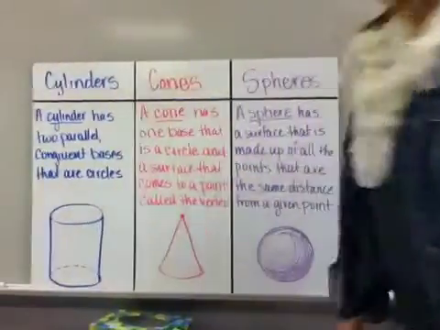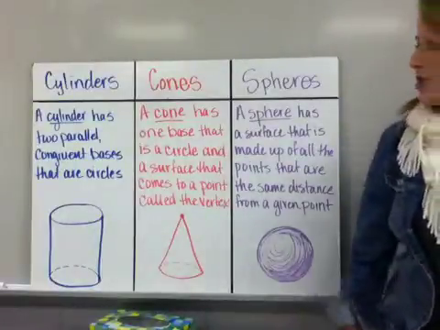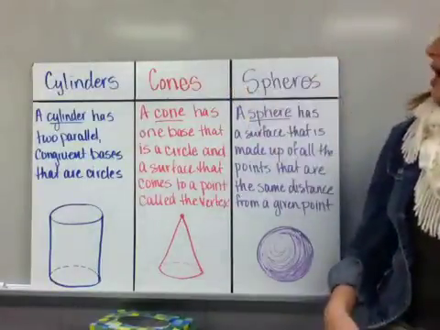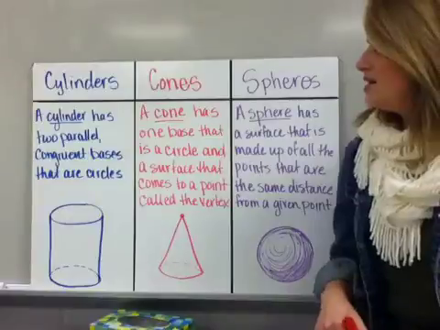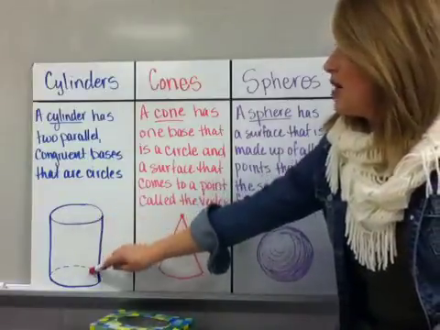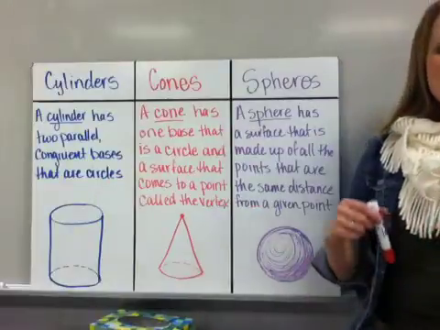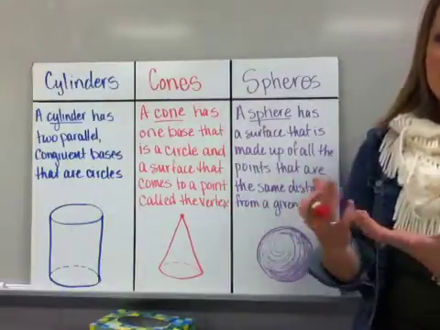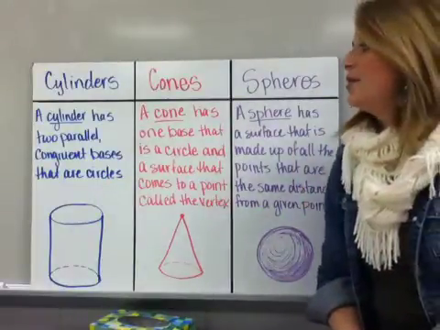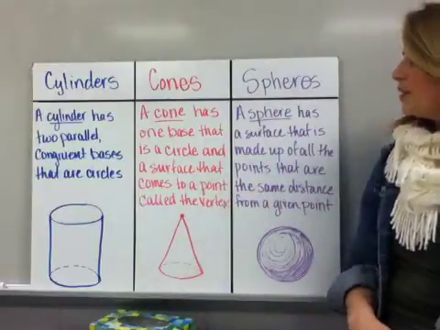Here are 3 figures that are not polyhedrons. A cylinder. A cylinder has 2 parallel congruent bases that are circles, the top and the bottom. And actually what goes around the other side, it's not necessarily a face, but it would be a rectangle if you unrolled it, as you would in a net, which we'll look at in surface area.